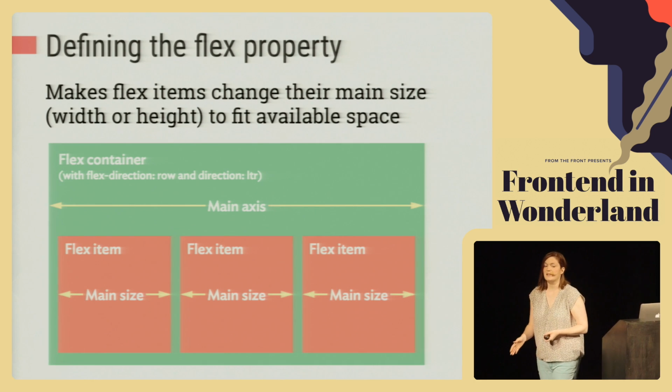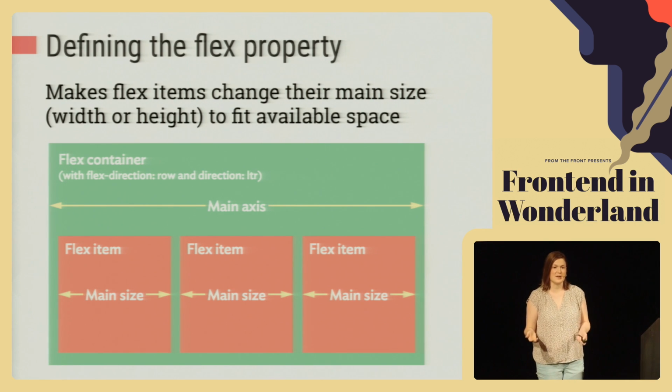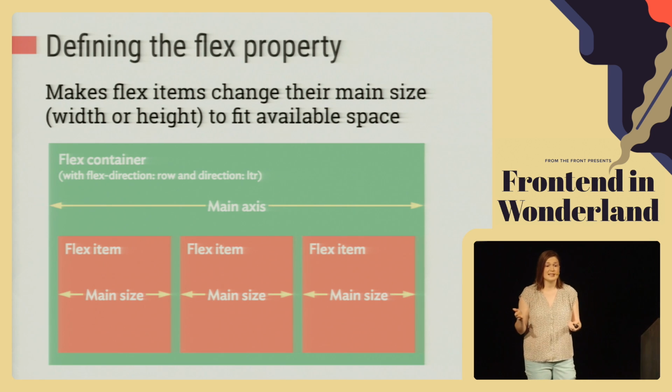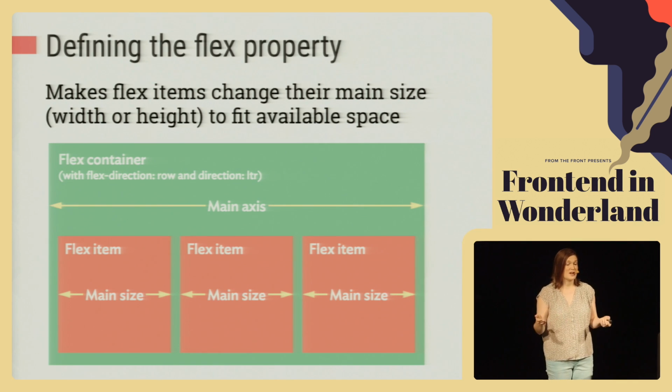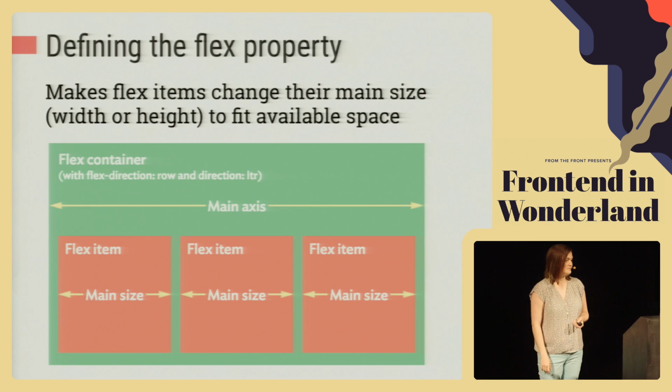The flex property is set on flex items to assign them a proportional size. And it affects either their width or height, whichever is the main dimension along the main axis. So the main axis is set by flex direction. If flex direction is set to row, my main axis is horizontal, and width is my main dimension. If flex direction is set to column, my main axis is vertical, and height is my main dimension.